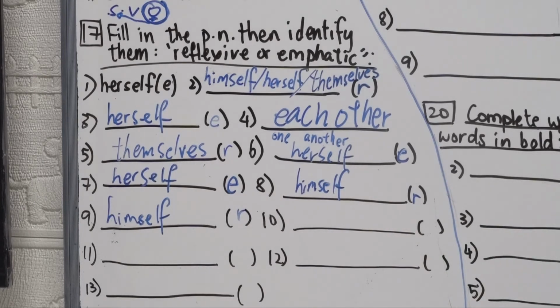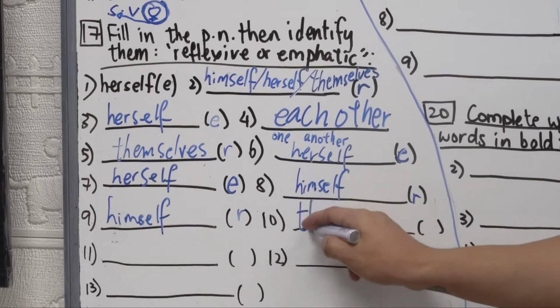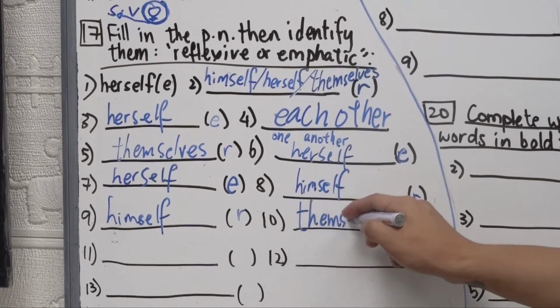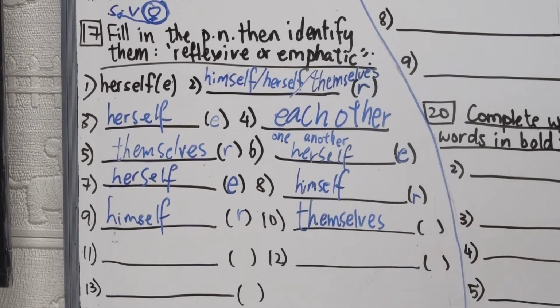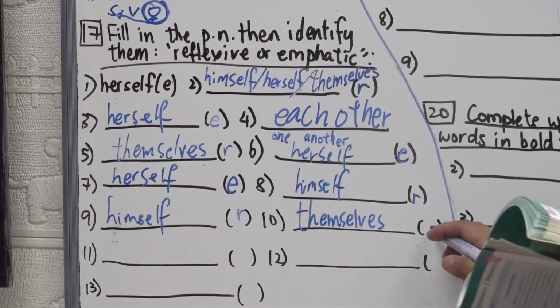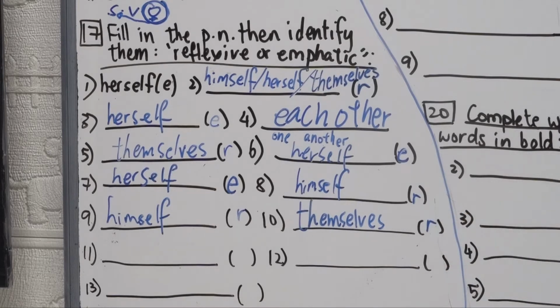Alright, number 10. Cats are very clean animals. They are always washing. So cats. Right, so plural, so it's themselves. Themselves, right? Reflexive or emphatic? Reflexive, right? We are talking about the cats and they clean themselves, right?